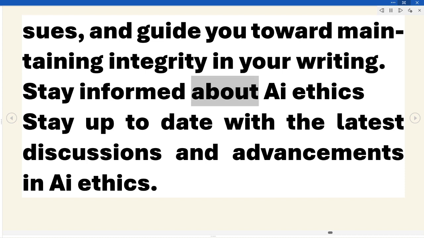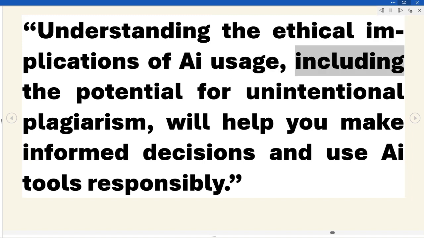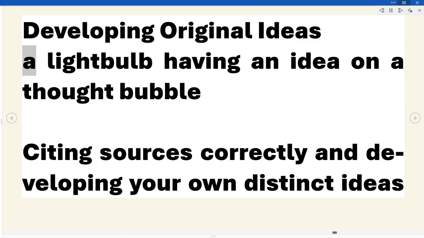Stay informed about AI ethics. Stay up to date with the latest discussions and advancements in AI ethics. Understanding the ethical implications of AI usage, including the potential for unintentional plagiarism, will help you make informed decisions and use AI tools responsibly.